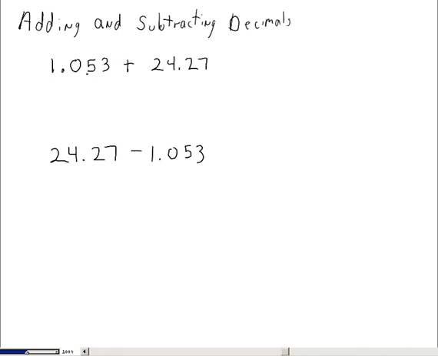Or you could read this as 1 and 53. What would that be? Hundredths or thousandths? Well, let's see. This is tenths, hundredths, thousandths. So it would be 1 and 53 thousandths plus 24 and 27 hundredths.